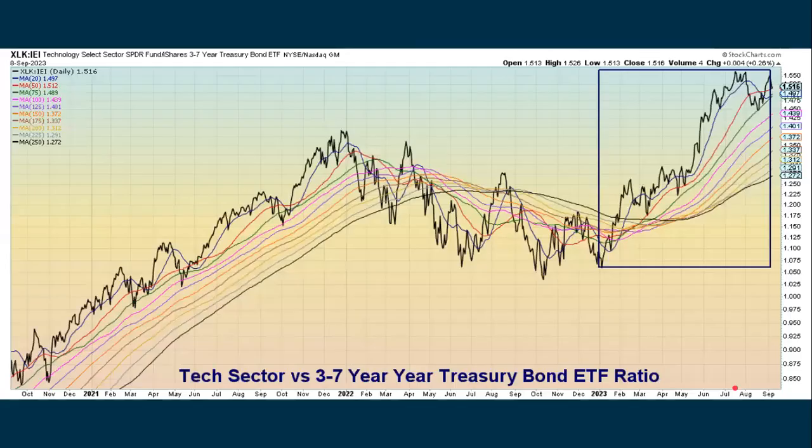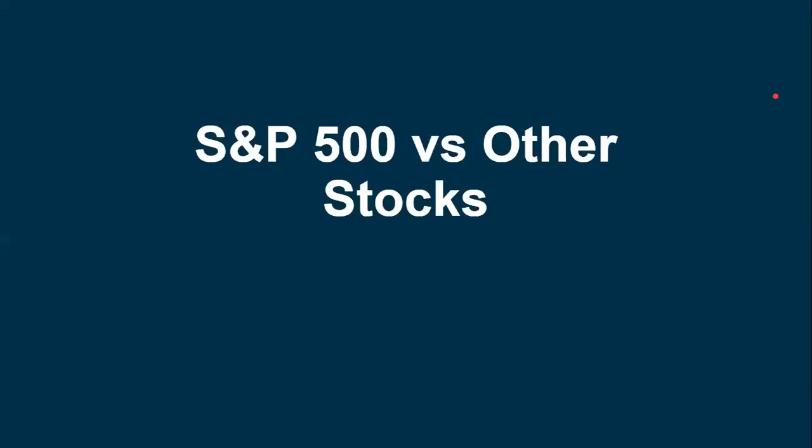We look at the tech sector and compare it with bonds, showing how the tech sector has been outperforming, even though it's been falling back. The tech sector has been under pressure recently, and bonds have been under pressure, but the tech sector has been under a little bit more pressure, so that's why we're seeing this ratio decline.